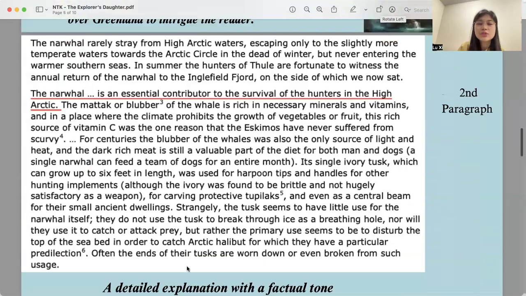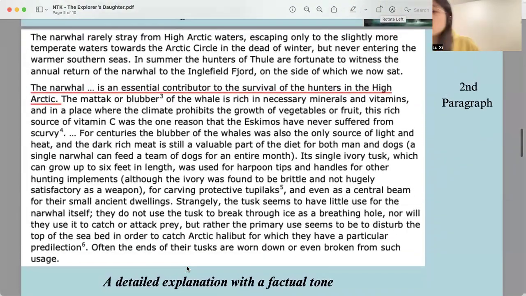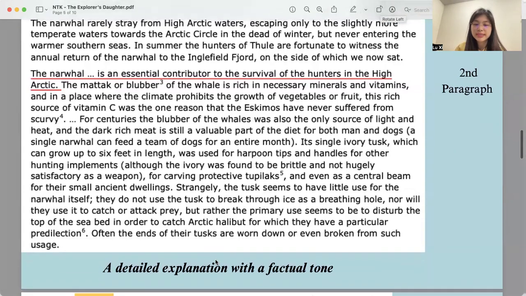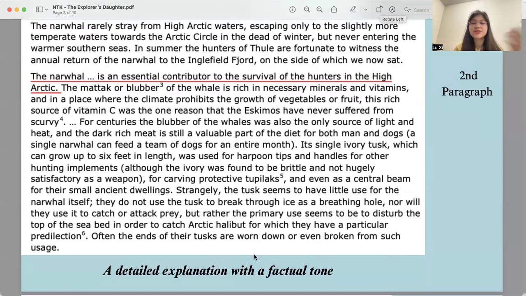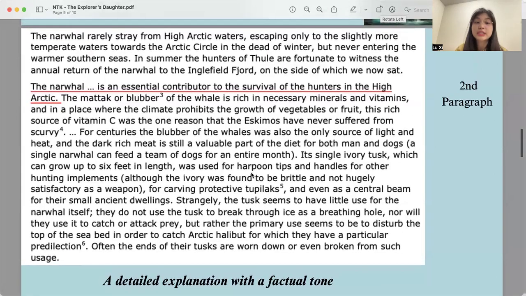Okay, so coming to the second paragraph, we're just going to quickly skim through it, because in this paragraph it's mostly facts. There's no tension or suspense.